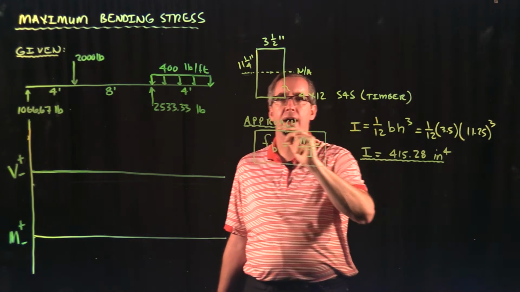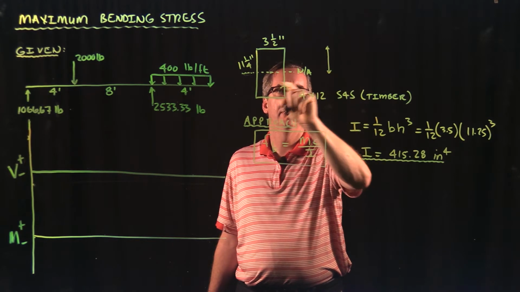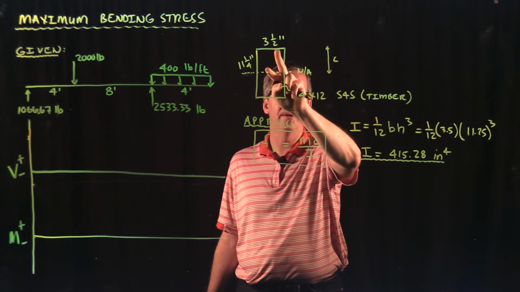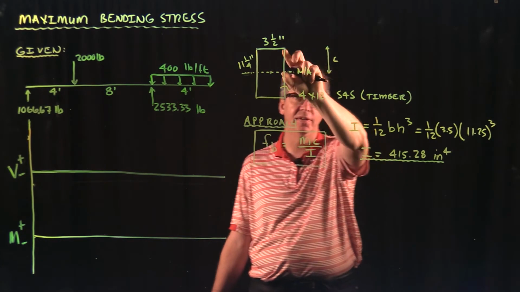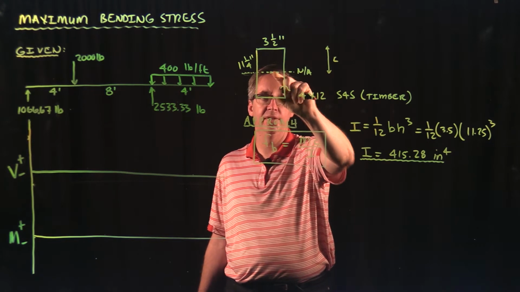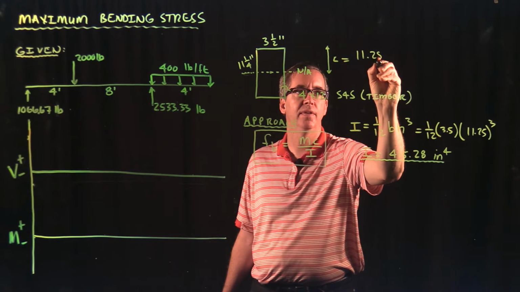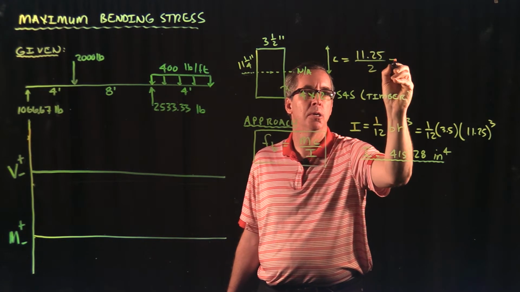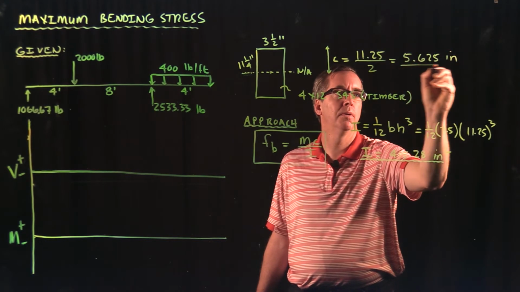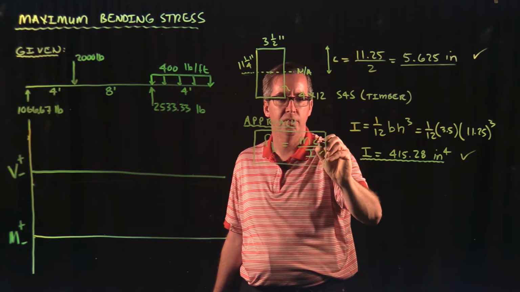Now, for our c value, c is defined as the distance from the neutral axis, which deals with the centroid, to the outermost fiber of the cross section. Because this is symmetric, it's a rectangular section, the c distance here would be the same as the c distance here. And c is just going to basically be half of that distance. So it'd be half of the 11.25, which comes out to be 5.625 inches. So we know c, and we know the moment of inertia. So we've got two of these three terms.